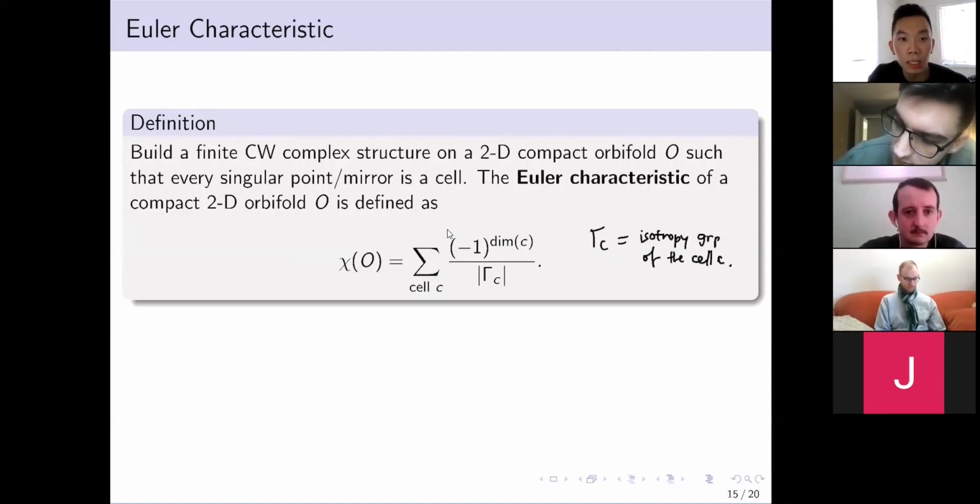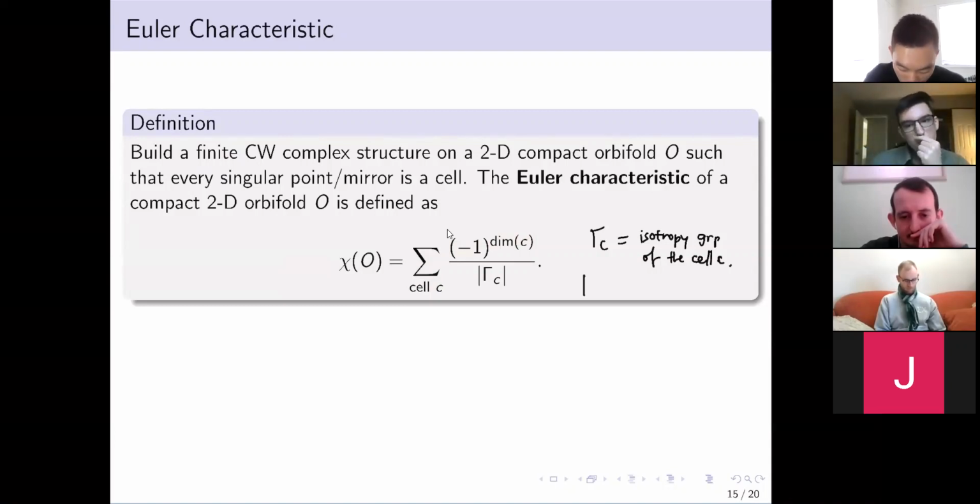So if, let's say, C is a vertex, which is also a cone point of order n, then this isotropy group is Cn, the cyclic group of order n. And this is just the order of this isotropy group. So if the cell is regular, not a singularity, then this is going to be 1. But if this is a singularity, then it's going to be 1 over the order.